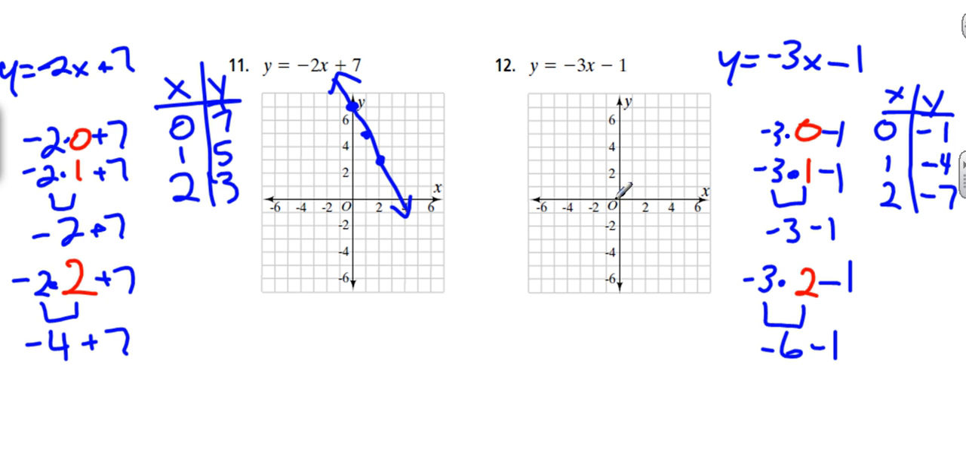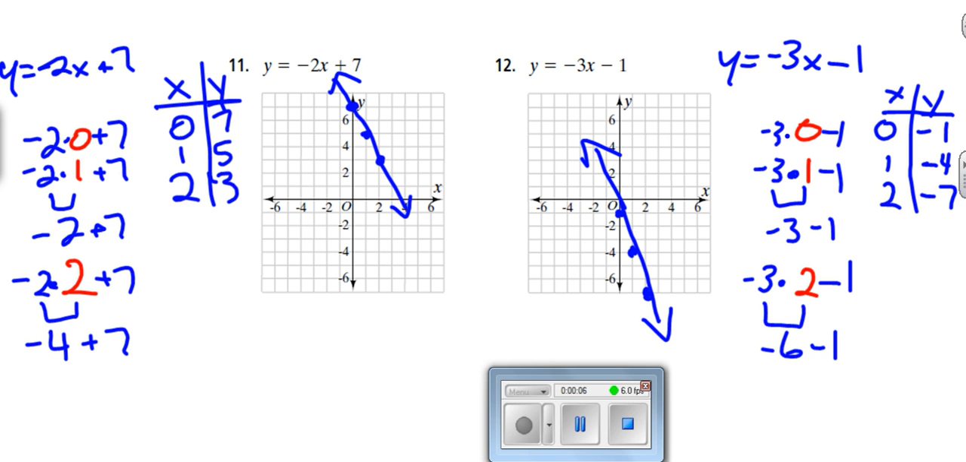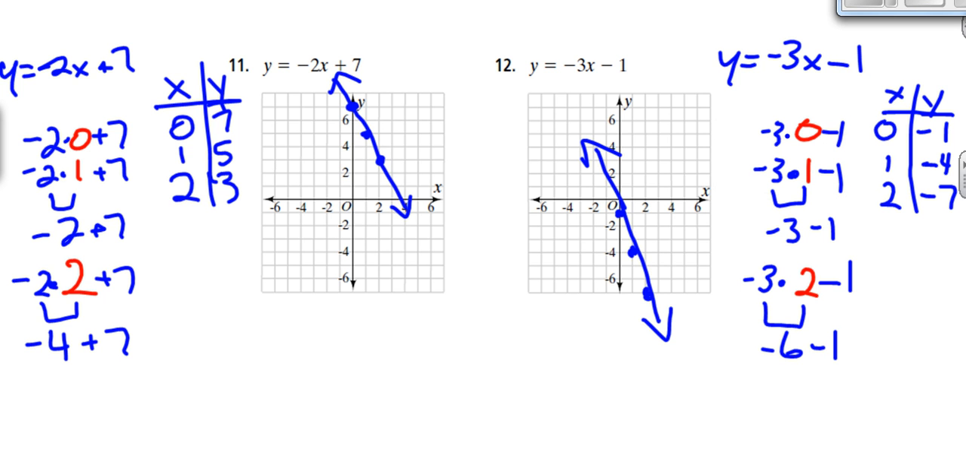There's 3 points. We can plot it: 0, negative 1; 1, negative 4; 2, negative 7. There you go. We're going to have a slightly steeper line than last time. Looks something like that. Alright, hopefully this makes more sense. If not, come to tutoring. It's good for you.